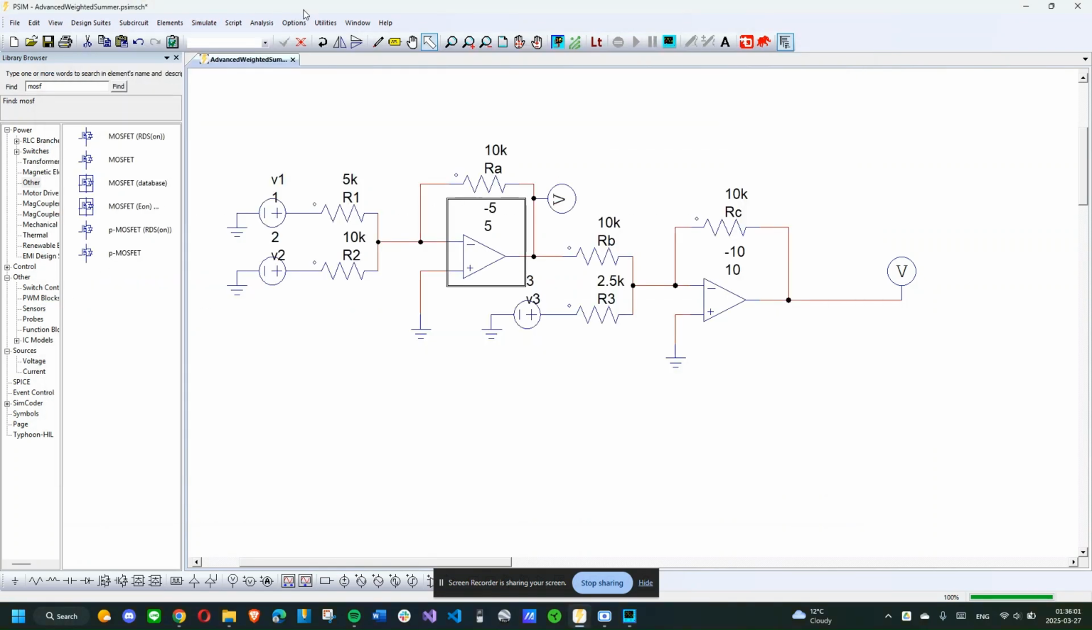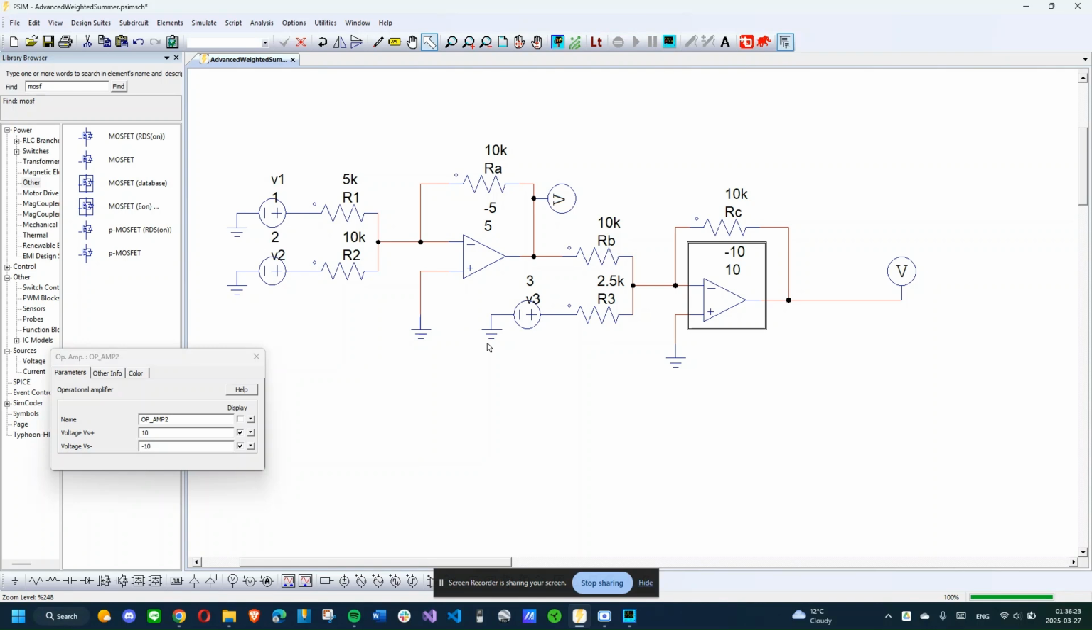So we don't necessarily need both op amps to have the same power supply. The reason why I want to keep it low is because 10 and negative 10 is not a realistic value for the op amp. A realistic value is like 5 and negative 5.